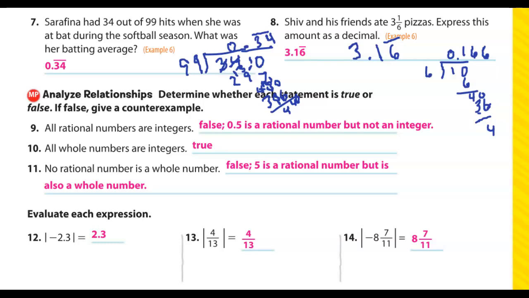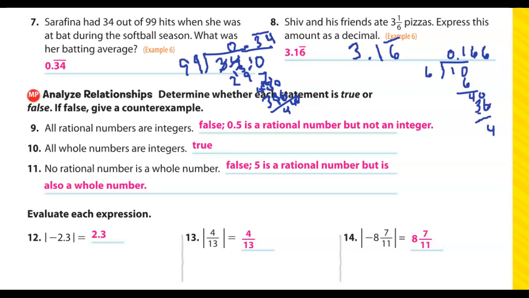All right, so analyze the relationships, determine whether each statement is true or false. If false, give a counterexample. All rational numbers are integers. That is false. Because 5 tenths is a rational number, but it is not an integer. So anything that is a fraction or a decimal is not going to be an integer.